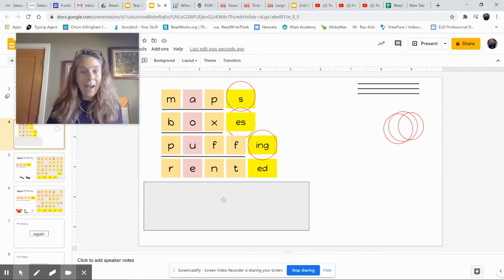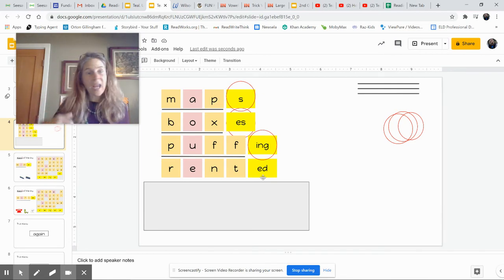Rented. Rented. Yes, great job. So my base word with ed, that means it happened in the past, right? Like yesterday or over the summer. So like over the summer, I rented a car for vacation, right? So that means I did it in the past, not something happening right now.